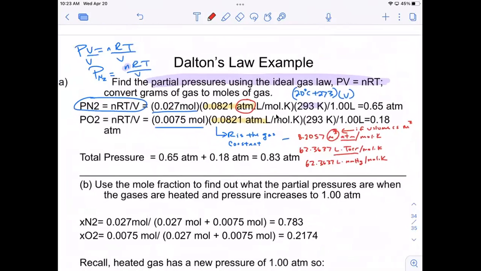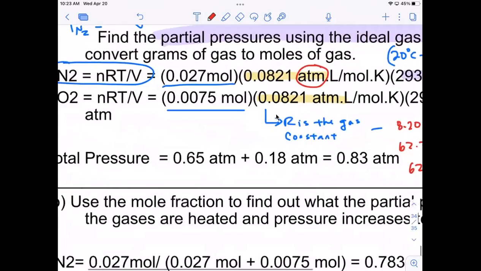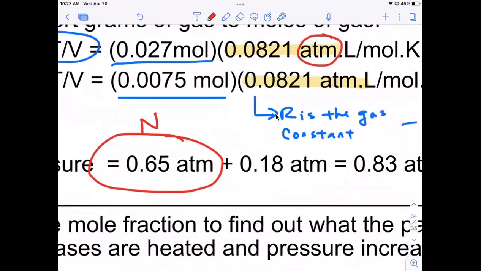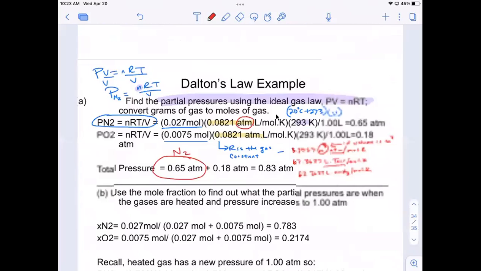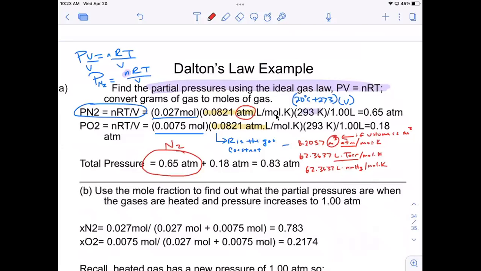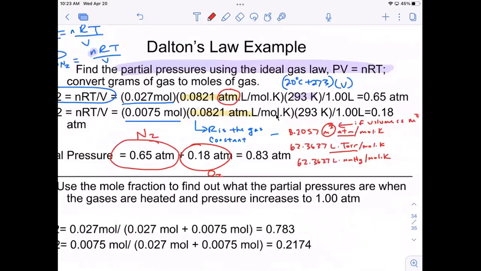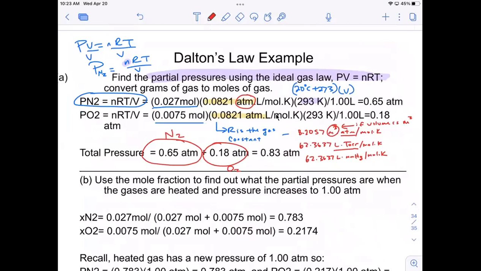But once we put the numbers into the calculation, we see that for N2, the partial pressure for that is 0.65 atmosphere. And then for O2, which is here, the partial pressure for that is 0.18 atmosphere. And then the total pressure is 0.83 atmosphere. Right? Any questions about that?